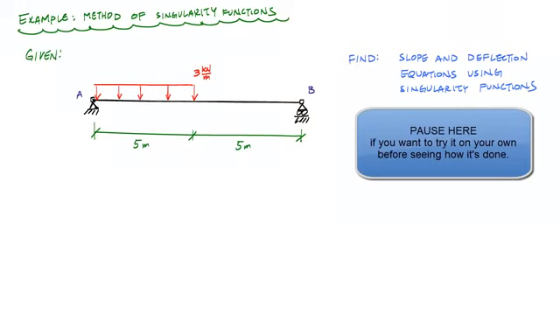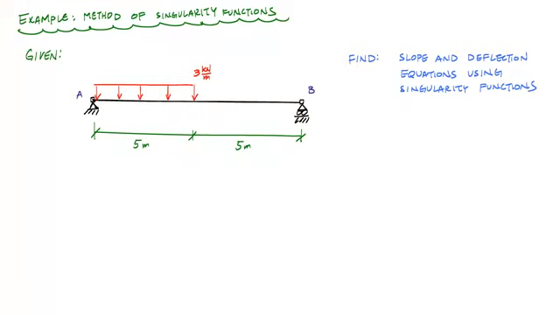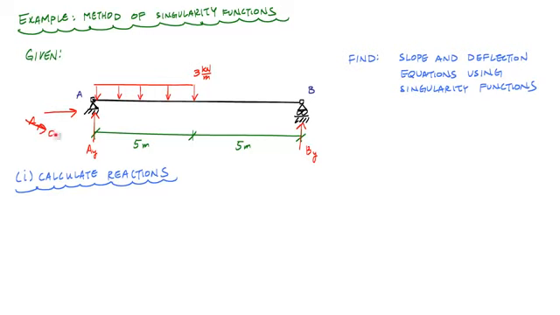So to get right to it, the first thing that you need to do is calculate the reactions. That usually involves drawing a free body diagram and using equilibrium equations. So here I'm just going to use the diagram I have up here, but I know I have an AY, BY, and an AX, which I know is 0 from the sum of the forces in the horizontal. So let's go ahead real quick and calculate AY and BY.